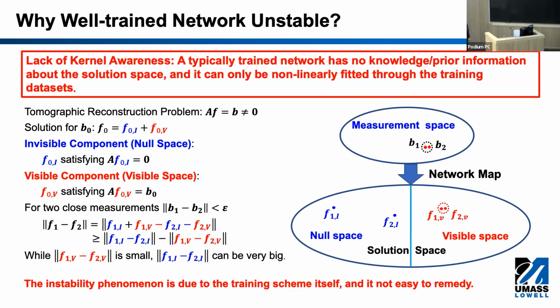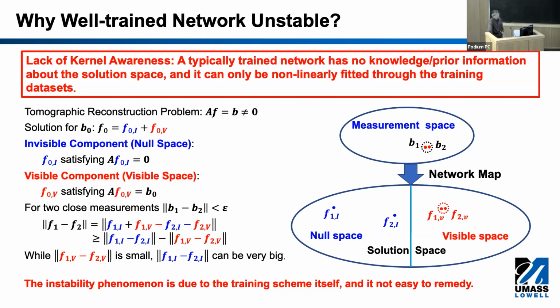With the tomographic reconstruction problem as an example, we can assume Af equals b, where A is the imaging model. Usually it is an ill-posed problem. For this kind of ill-posed problem, the solution can be decomposed into two parts: f0I and f0V. This f0I, we call the invisible component. This component is in the null space, so it satisfies A f0I equals 0. That is, this component cannot be measured by the system matrix.